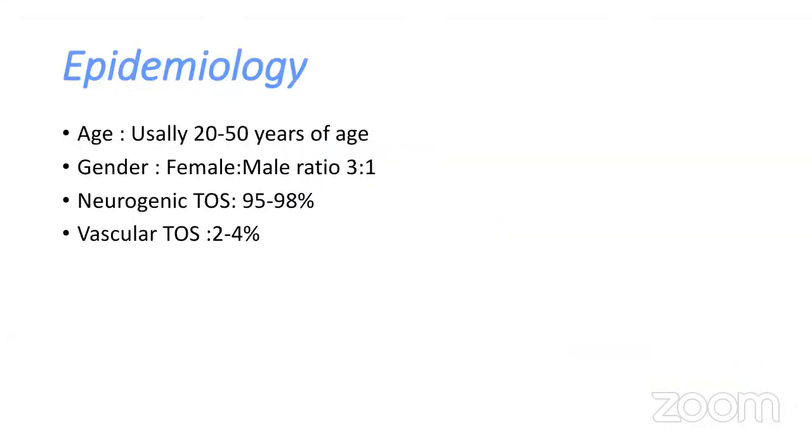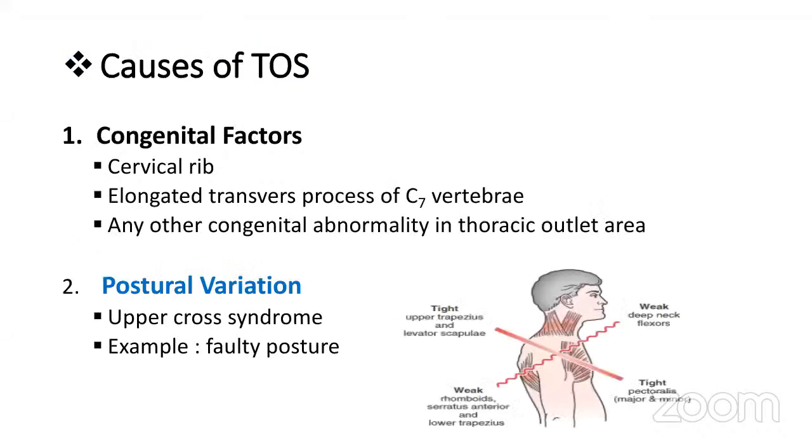Now epidemiology. Age: usually figures of the age. Gender: female to male ratio is 3:1. Neurogenic TOS is 95 to 98% and vascular TOS is 2 to 4%. Now, causes of TOS.